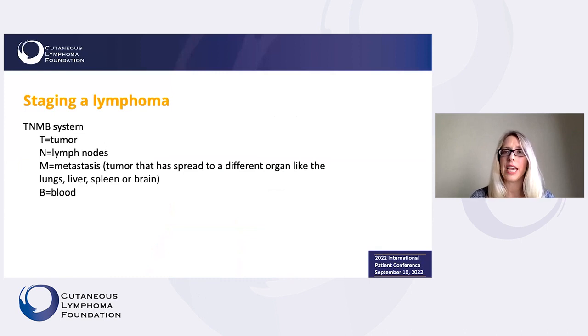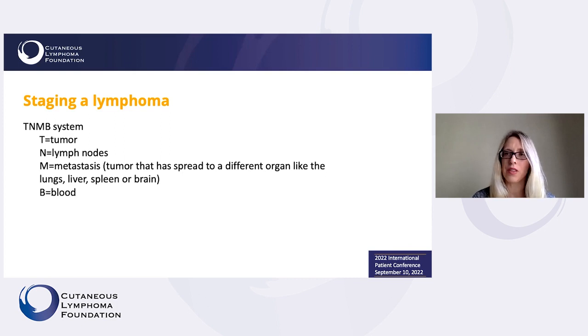So there is a standardized system for defining the extent of cancers, and it's called the TNM system. And for cutaneous lymphomas, we also look at B, which is the blood. So T stands for the tumor. How many lesions are there and what extent do they cover?